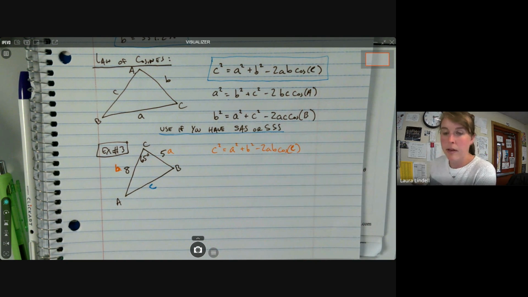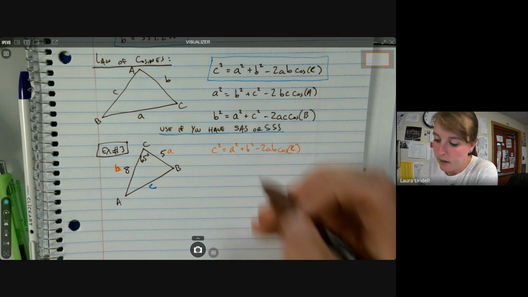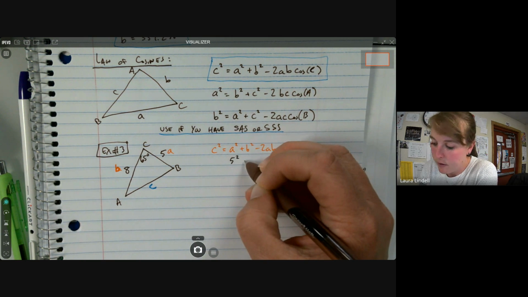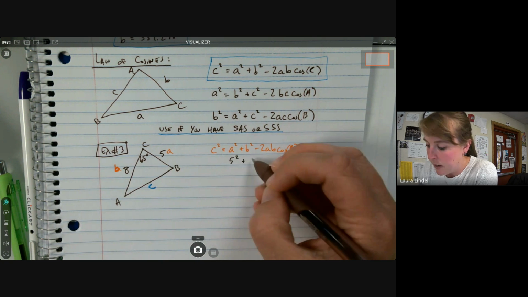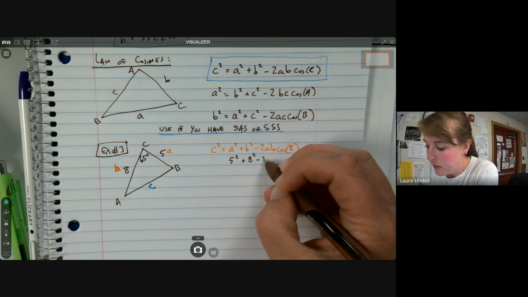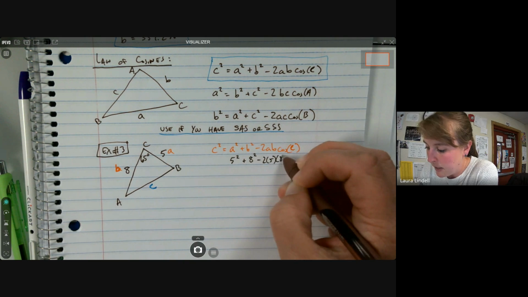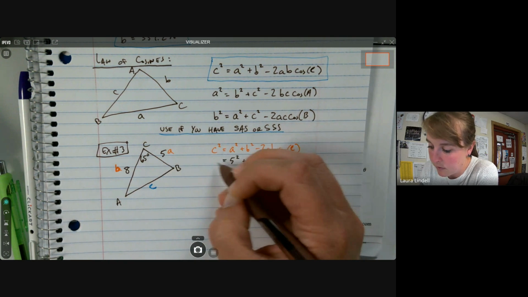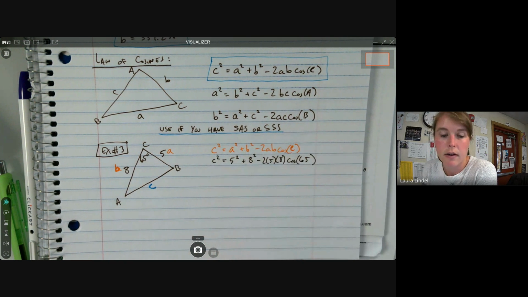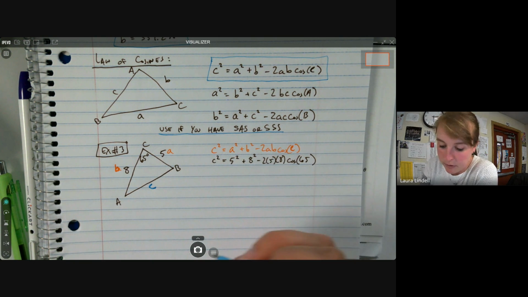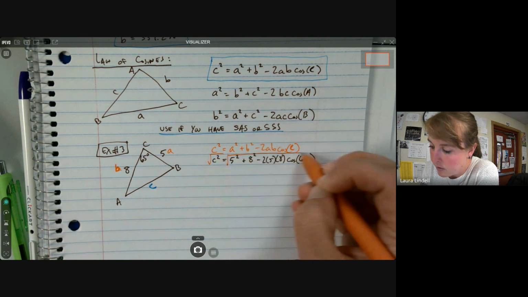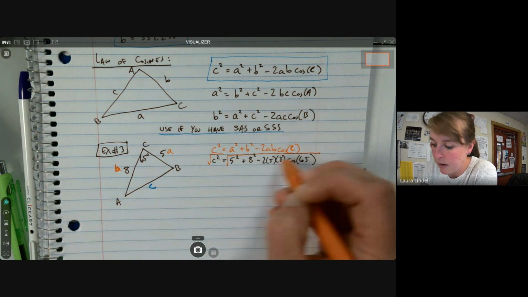All right, so I'm going to input what I do know. I know A is 5, so we've got 5 squared there. I know B is 8, so we've got 8 squared there. 2 times 5 times 8, cosine of 65, since that's what C was. Well, and then to figure out what side C is, all we have to do at this point is take the square root of both sides. So I can type this entire thing into the calculator.